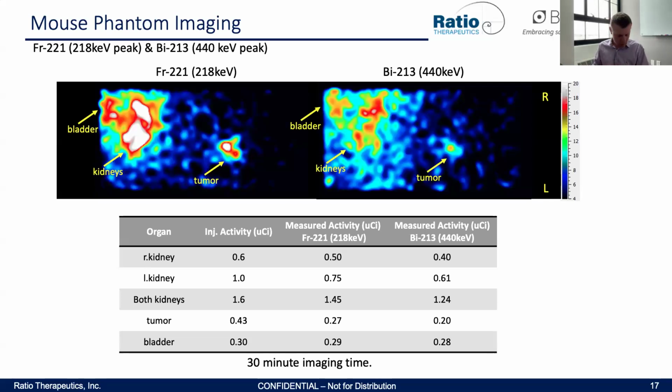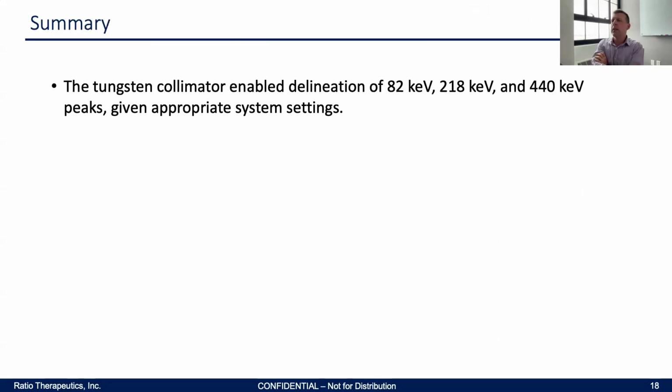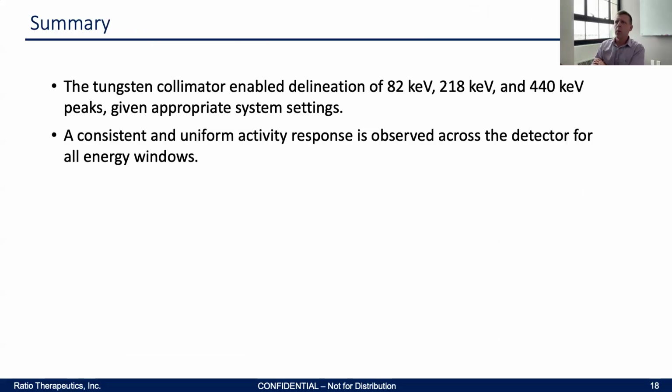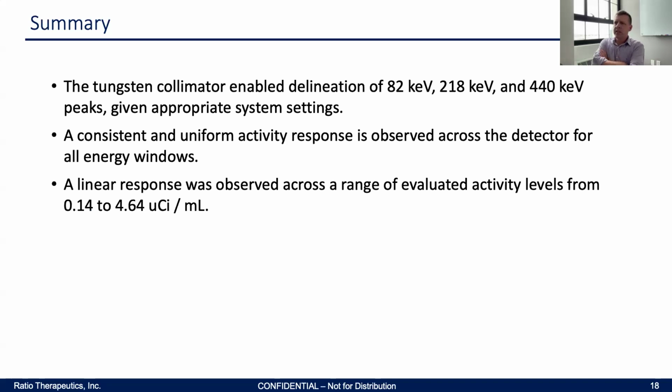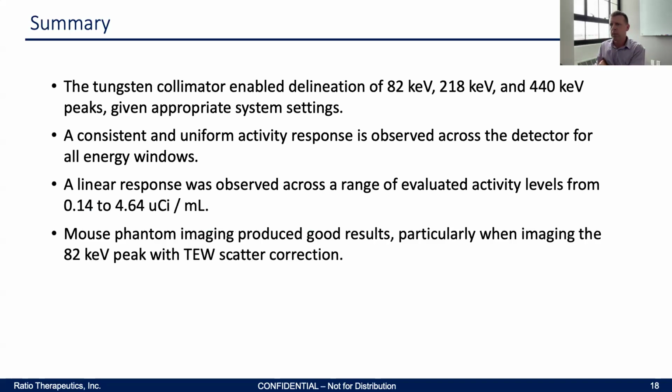So, just summarizing this work, the collimator definitely enabled delineation of each of these peaks given the appropriate system settings. We observed a consistent and uniform activity response across the detector for all those energy windows. We did see a linear response across a range of evaluated activity levels, from that 0.14 vial up to almost 5 microcuries per mL.